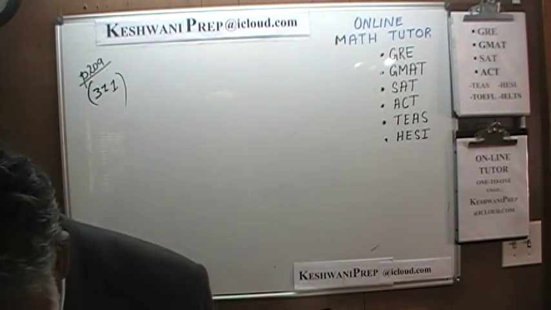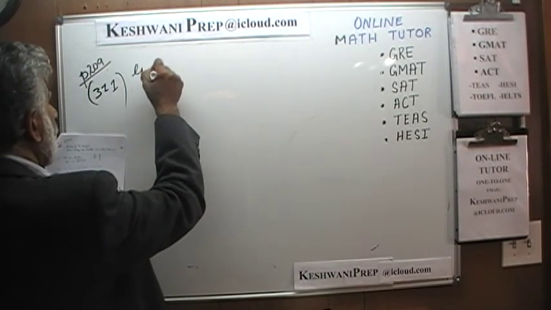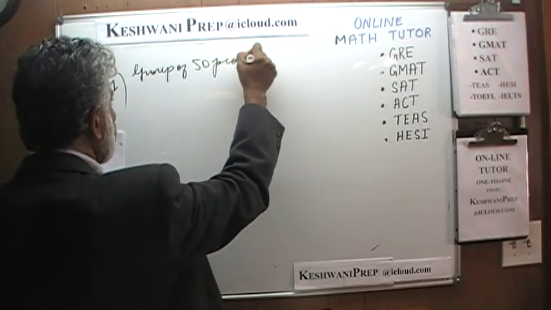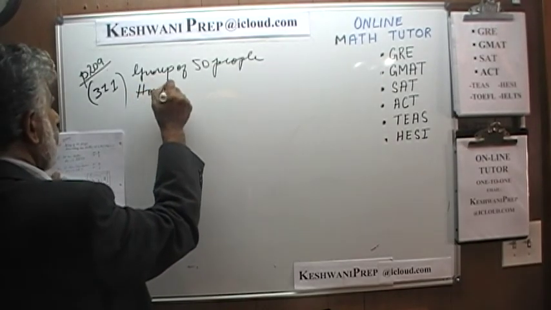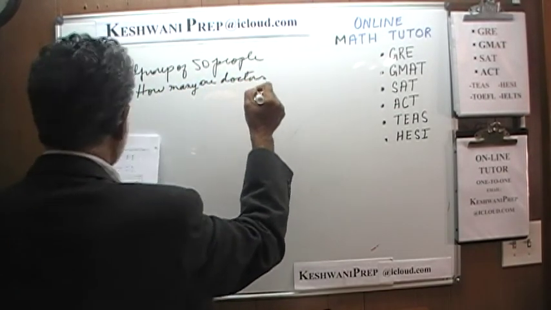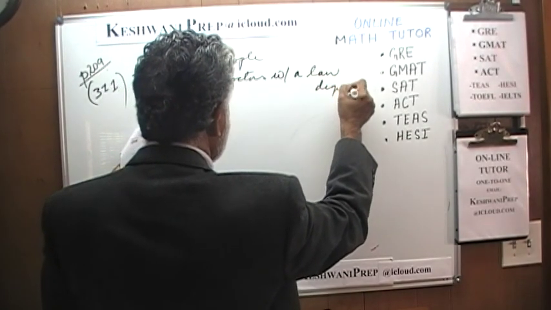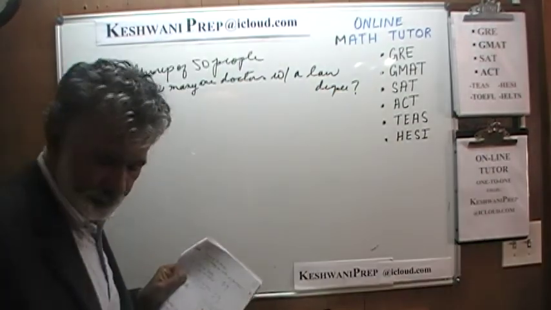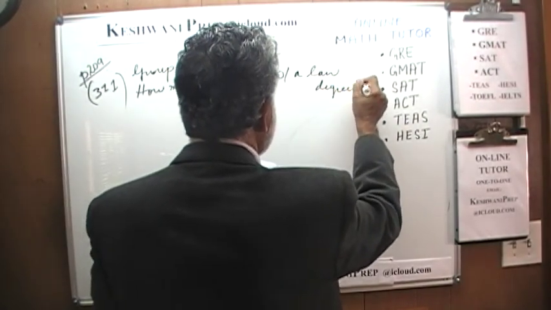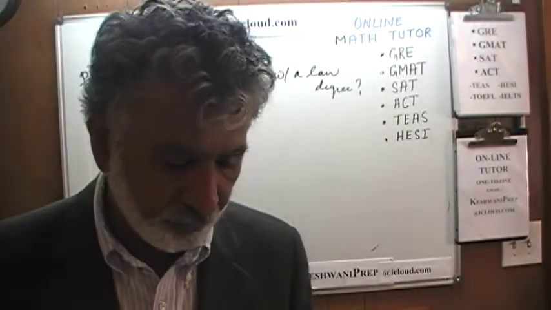Number 11 talks about a group of 50 people. We have a group of 50 people. Question is, how many are doctors with a law degree? There's this group of 50 people, some of them are doctors, some of them are doctors who happen to have also a law degree. The question is, how many such doctors are there?